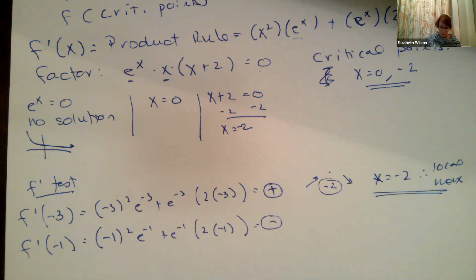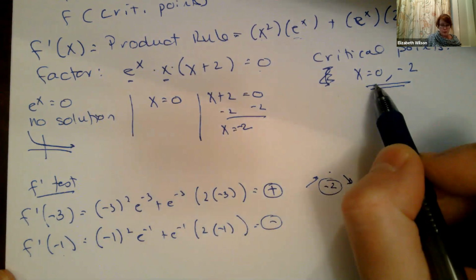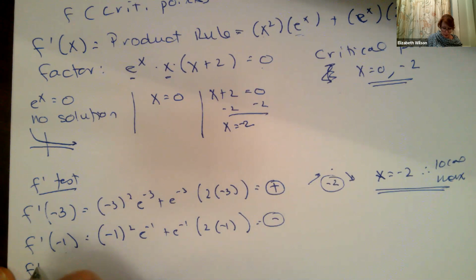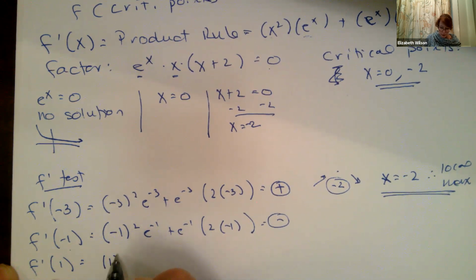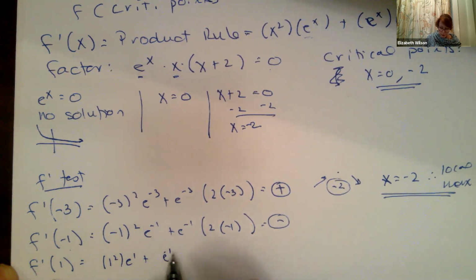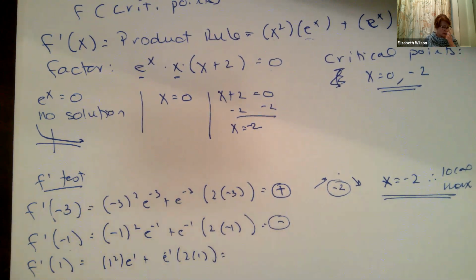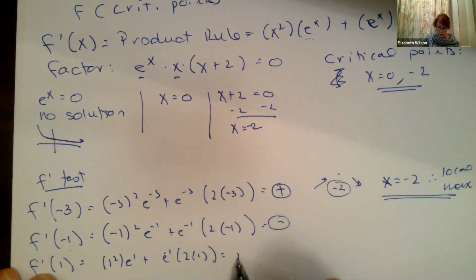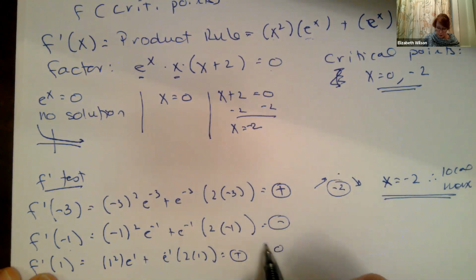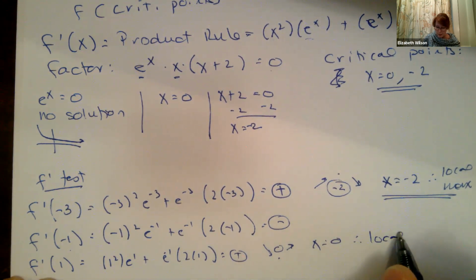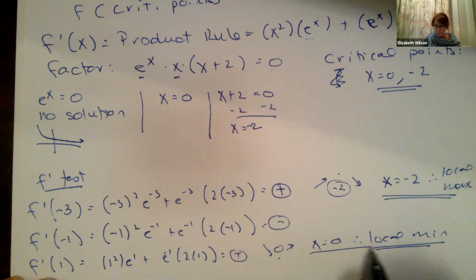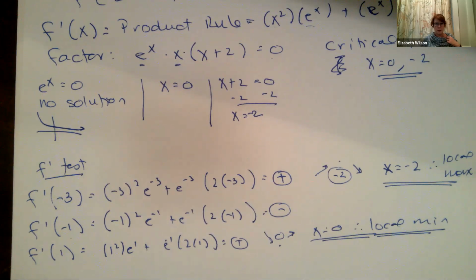Okay, let's do it for the other one. Minus 1 will also help us with x equals 0, so I just need another point on the other side of 0. So I'm going to check 1 squared e to the 1 plus e to the 1 times 2 times 1. We're plugging it in. On this one, I got a positive number. So at 0, we're going negative to positive. That means x equals 0 is a local min. Okay, it's not a global, it's a local min.